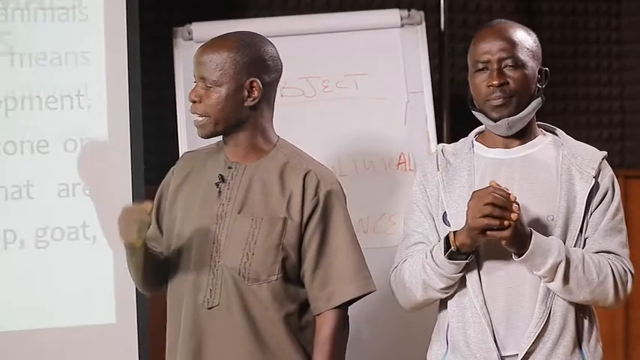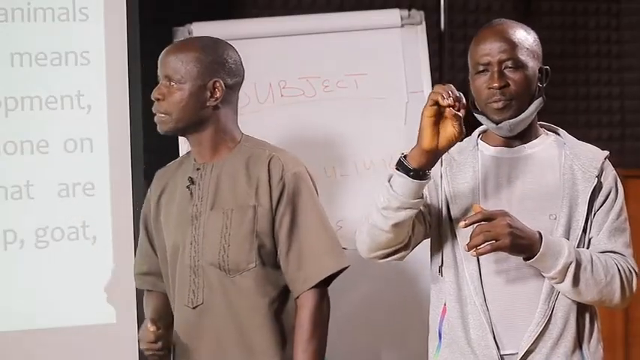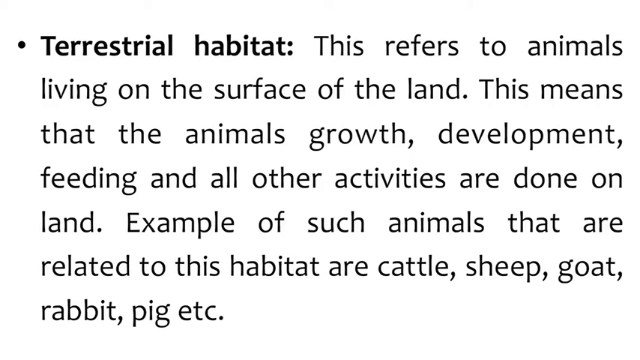Then we are going to see the terrestrial habitats. Terrestrial habitats, this refers to animals living on the surface of the land. This means that the animal's growth, development, feeding, and all other activities are done on land. Examples of such animals that are related to these habitats are cattle, sheep, goats, rabbits, pig, to mention but a few.